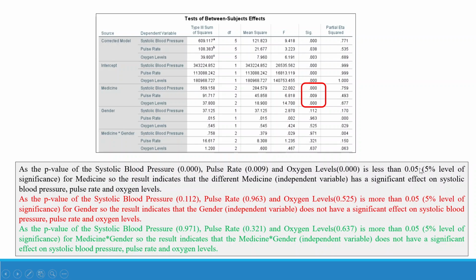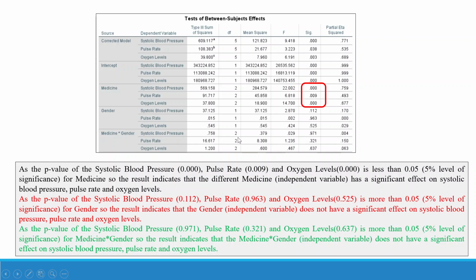The p-value is less than 0.05 for medicine. So the result indicates that the different medicine has a significant effect on systolic blood pressure, pulse rate, and oxygen level, as the p-values are less than 0.05.